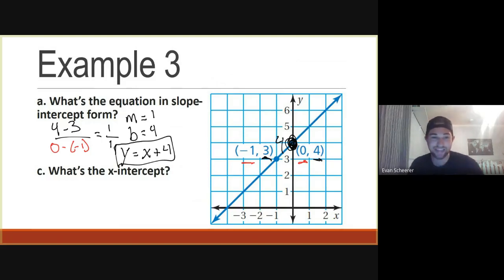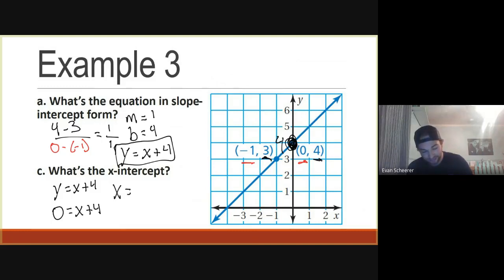If we want to find the x-intercept, y equals x plus 4. To find the x-intercept, remember there is no height on the x-axis, so set 0 equal for y, so 0 equals x plus 4. So that means x has to equal negative 4. You could also look right here, x-intercept, because that's where it crosses the x-axis.